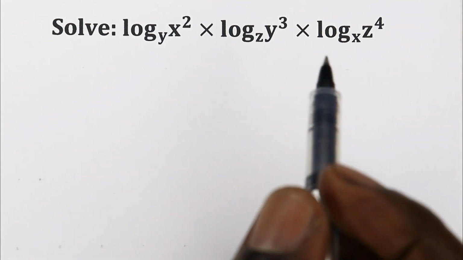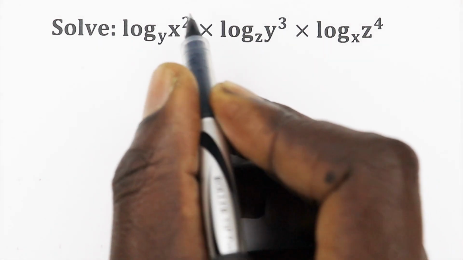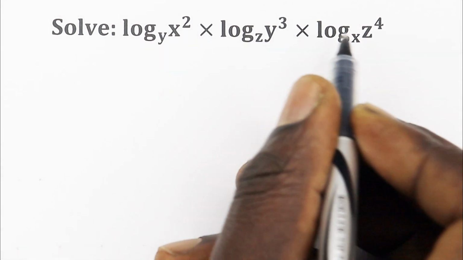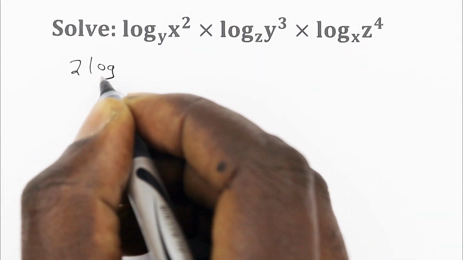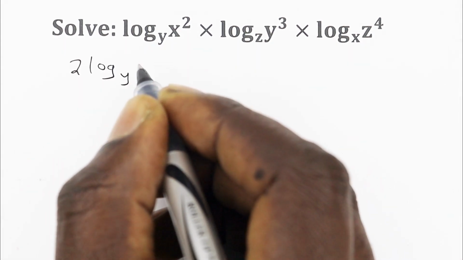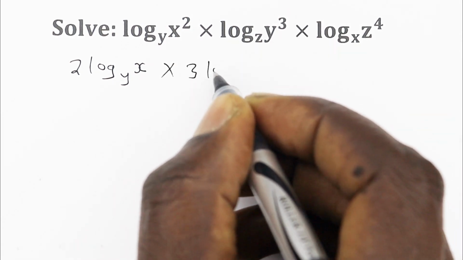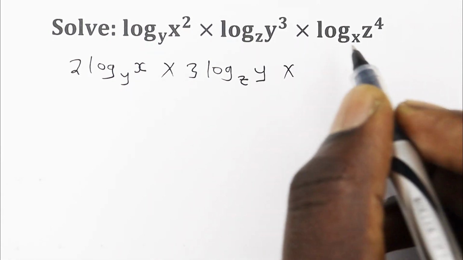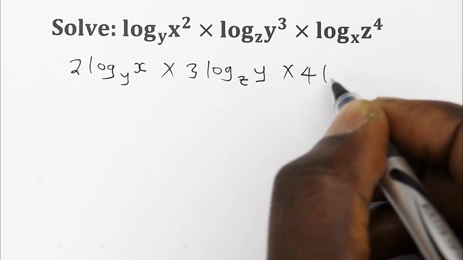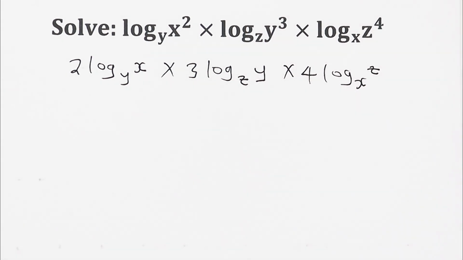So the first thing we're going to do is apply the third law of logarithms by just multiplying each log by the power. So we're going to have 2 log to base y of x times this one, that is 3 log to base z of y times this is 4 log to base x of z.